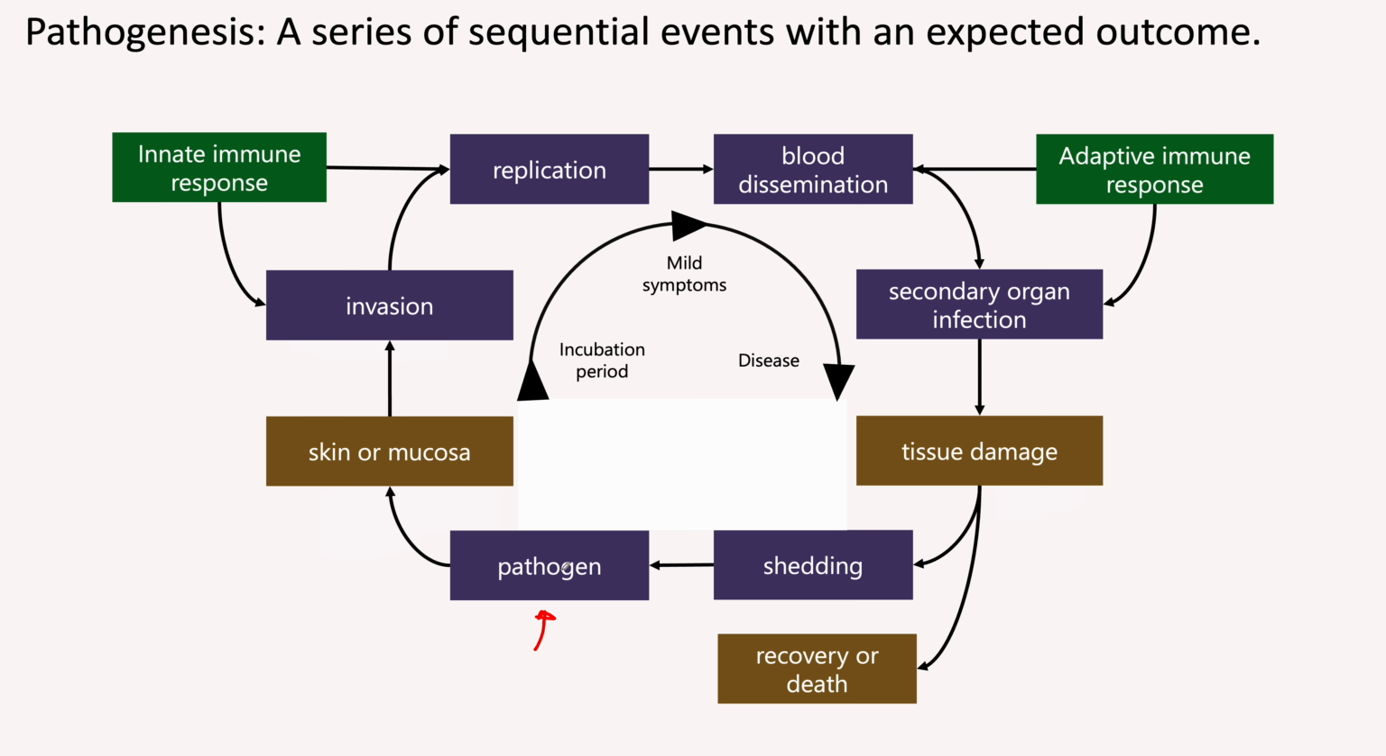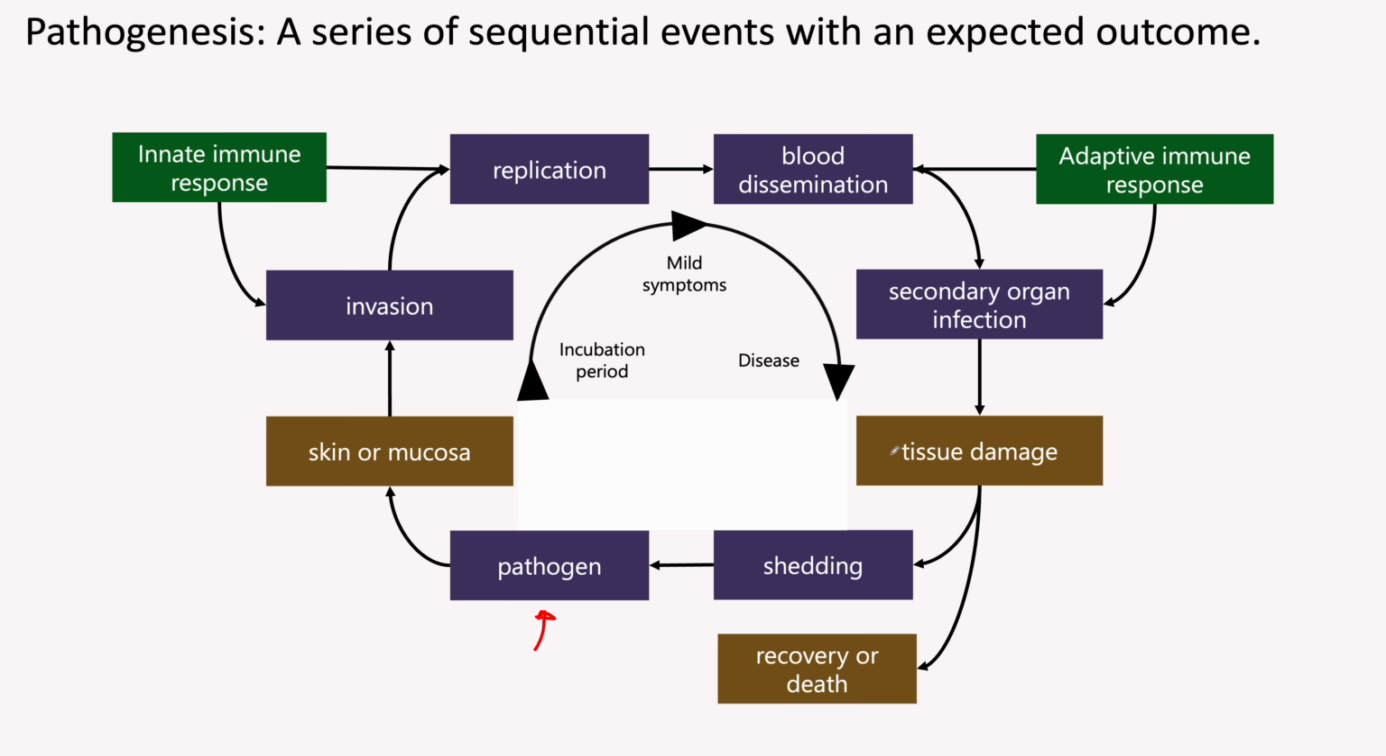Our task as clinicians is to try to stop this cycle at some point. The primary infection or infection of the primary organs, the infection of the secondary organs, stop the blood dissemination, stop the replication with medications. Try to prevent tissue damage. Try to prevent spread of the pathogen to other people. So we are going to have different points of intervention during this cycle or sequential events or pathogenesis of a disease.